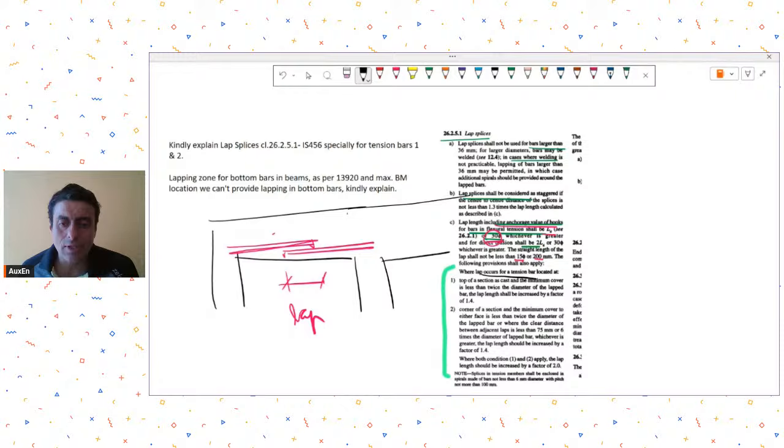When lap occurs for a tension bar, so when the bar is in tension, here it said in flexural tension, and here it is saying for tension. So I guess, although I'm not sure, I'm just reading the clause for the first time with you, I think here they are referring to bars in pure tension. Is it so? Because in the earlier line they had written flexural tension, and here they are saying tension. So I'm assuming it has to be in pure tension.